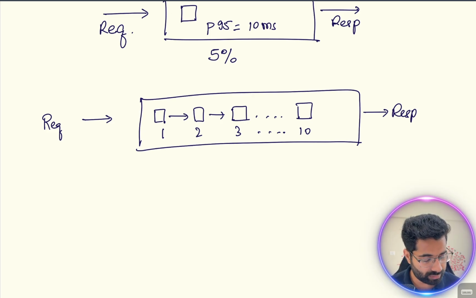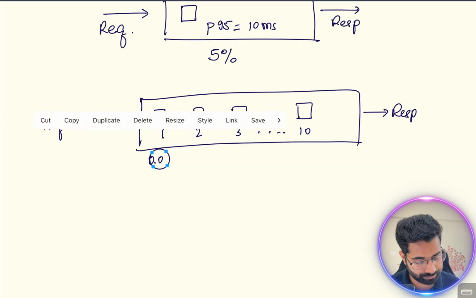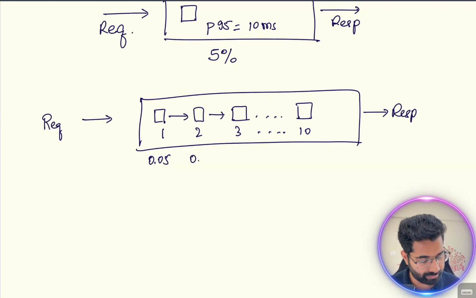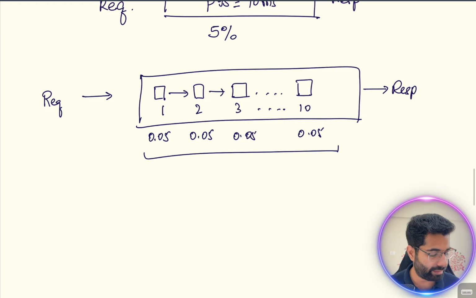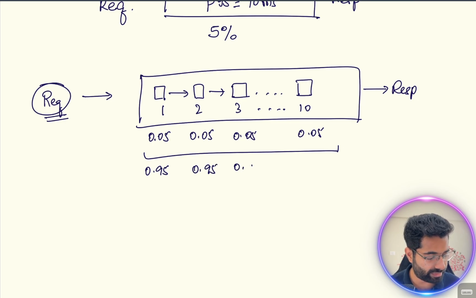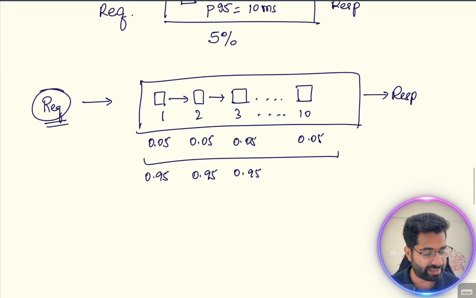So we have 0.05 here, and then we have 0.05, then 0.05, then 0.05. Okay, and similarly if we calculate the probability of this particular request not hitting any of the tail latency in the system, it is going to be 0.95, 0.95, 0.95, assuming that the P95 of all the microservices is equal.